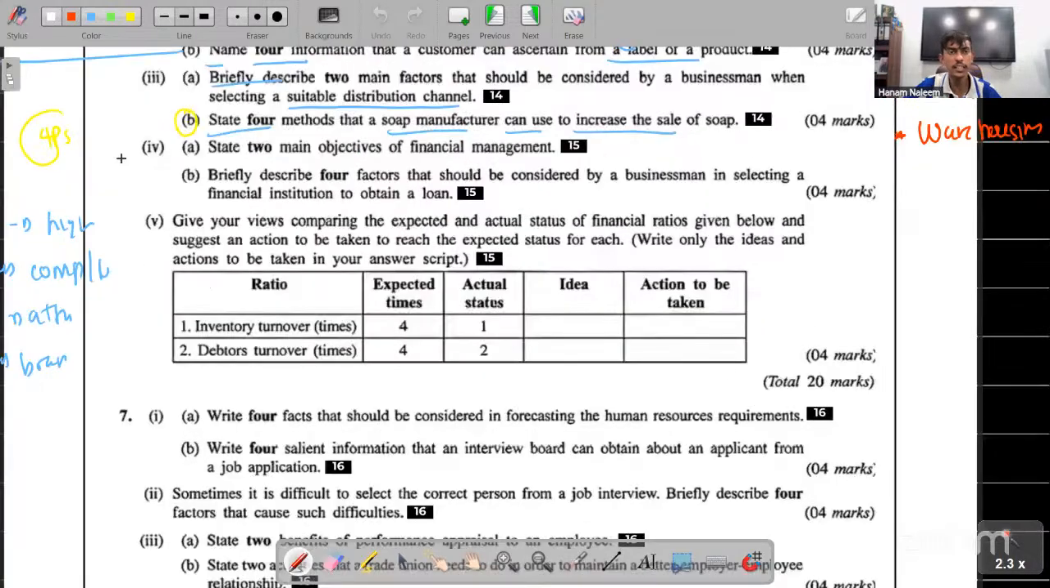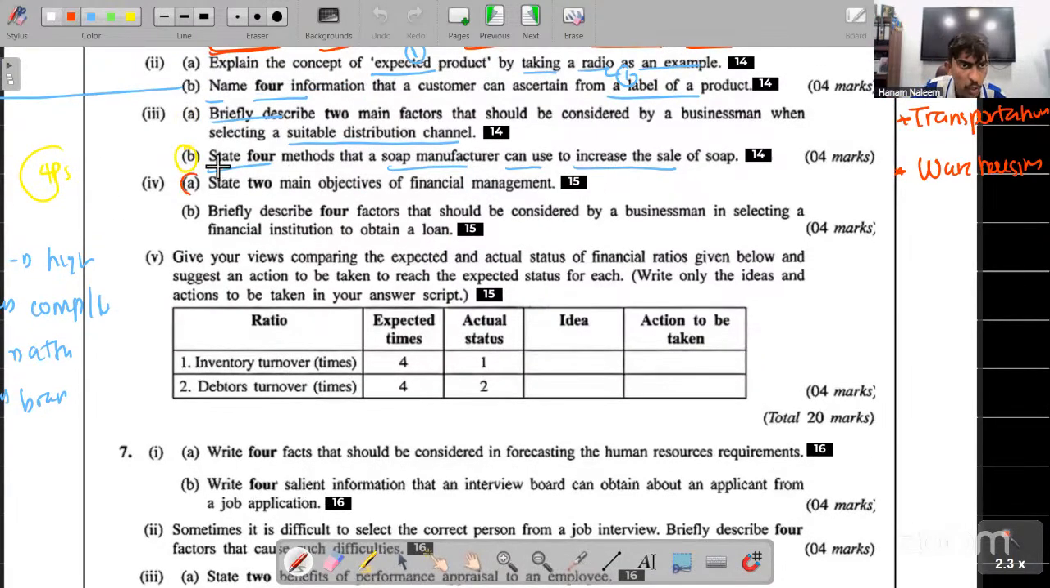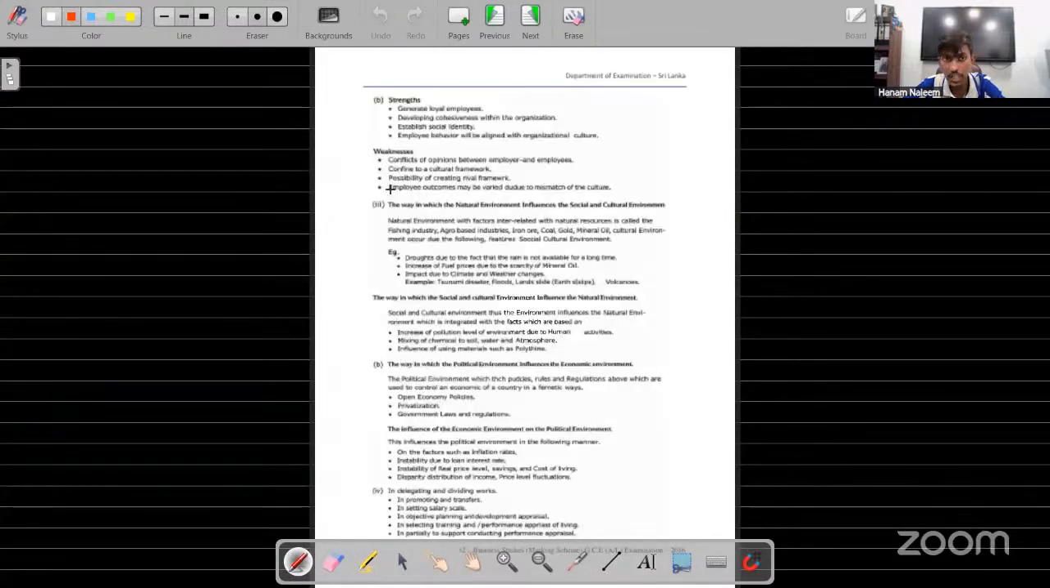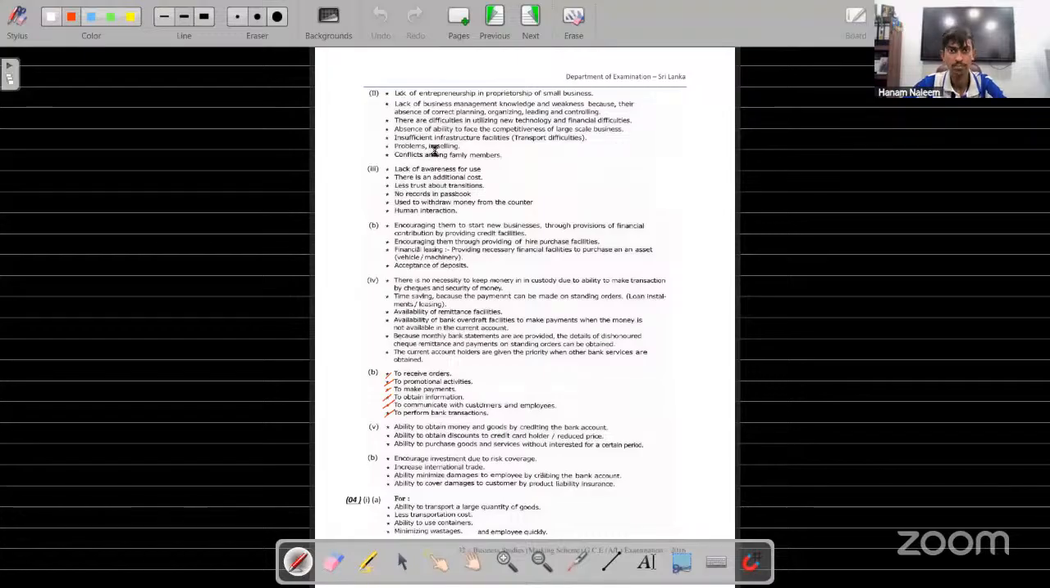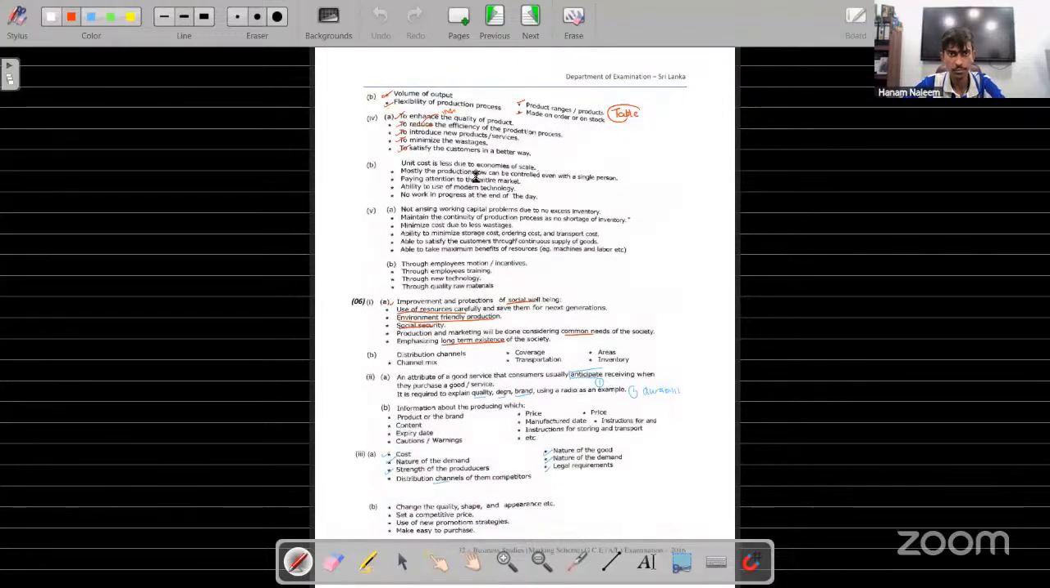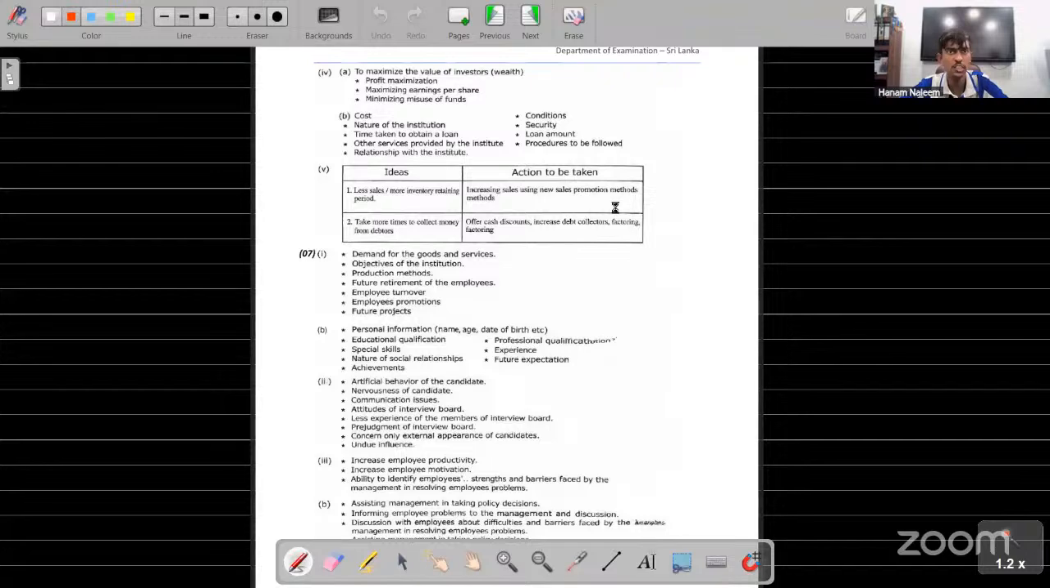State the two main objectives of finance management. Okay, quickly type and send me. Only 2 you have to write, but if you know more than 2, you can write them, no issues. Can you say what's the main objective of finance management? There are many objectives, but what's the main objective? Not profit maximization, wrong.